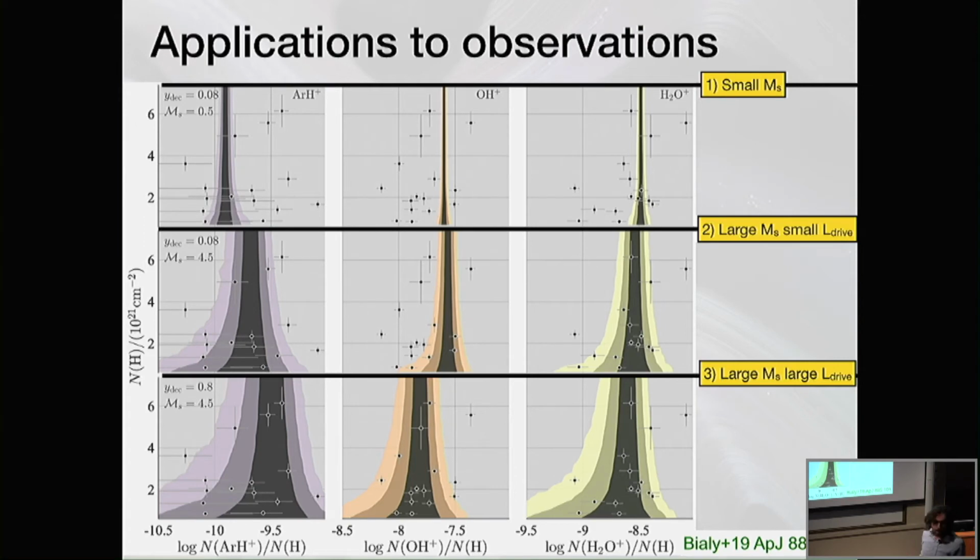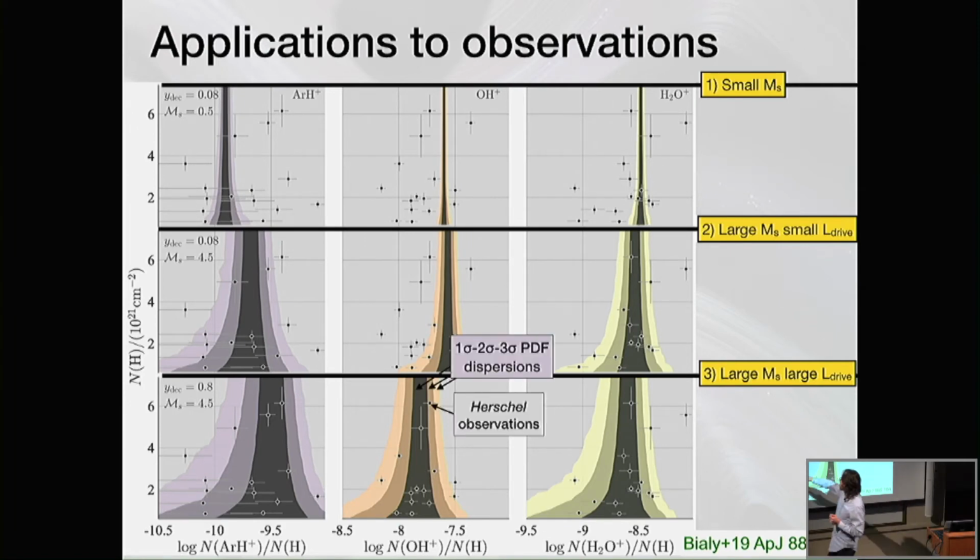Okay, so now I want to apply this to observations and see what we find. Now, I show three lines, each for a different set of models. The first one is small Mach number. The second is large Mach number and small driving scale. And the third one is large driving scale and large Mach number. Now, these three regions are the 1, 2, 3 sigma regions of the probability distribution function. So this is a joint PDF, but you can ignore this and just look at the x-axis. And the points are observations using Herschel of these species, ArH+, OH+, and H2O+.